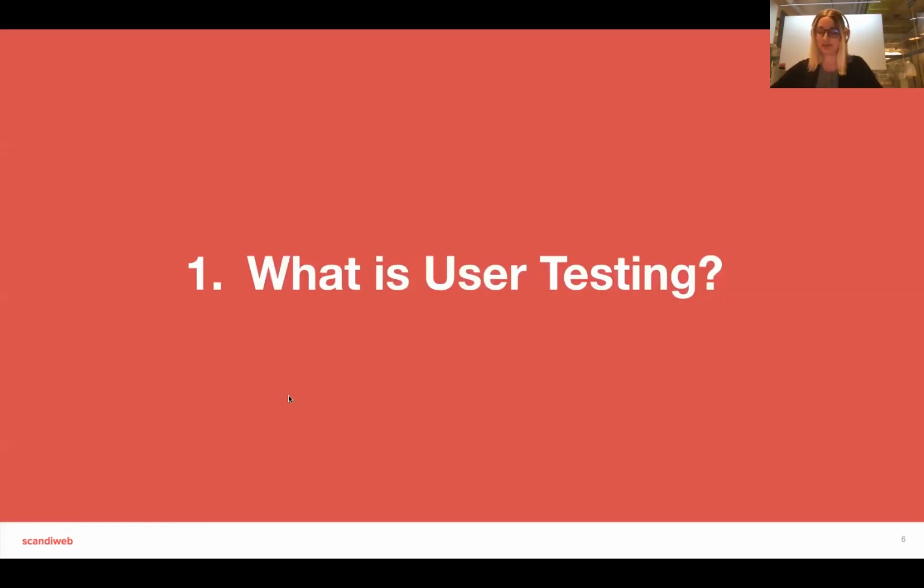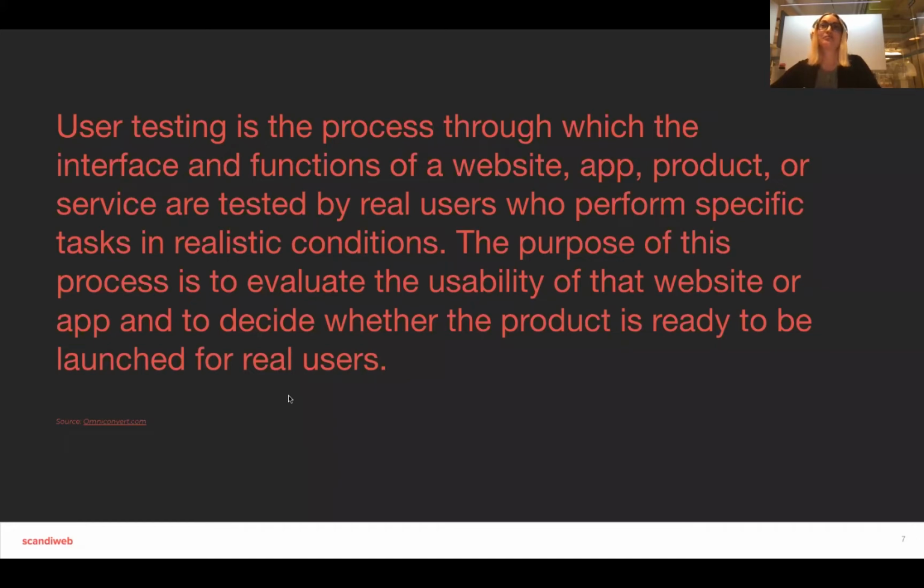So what is user testing? User testing is the process through which the interface and functions of a website, app, product, or service are tested by real users who perform specific tasks and in realistic conditions. The purpose of this process is to evaluate the usability of that website or app and to decide whether the product is ready to be launched for real users. Simply put, it's just the process of real people evaluating your website or app and telling you how they like it. So it's just the shorter version of the same definition.